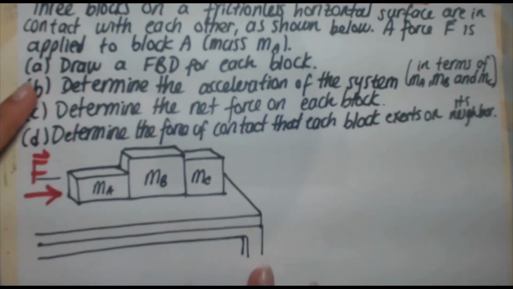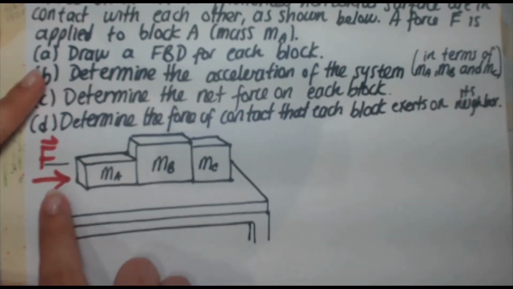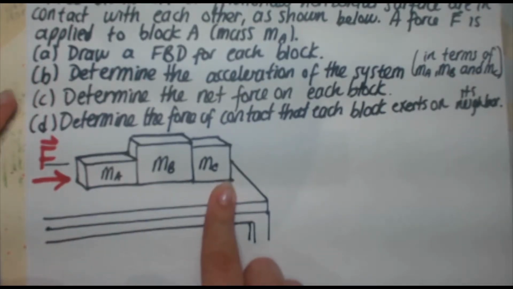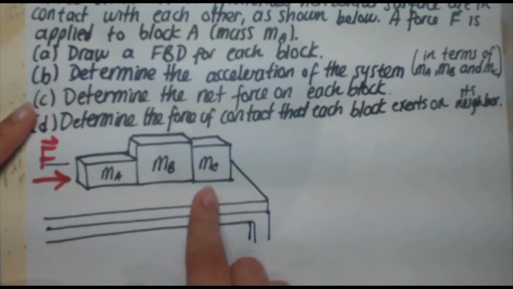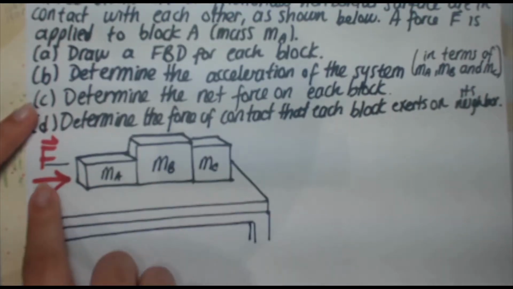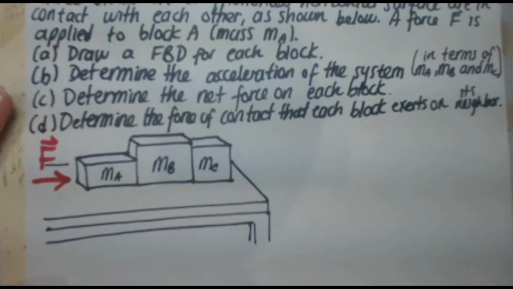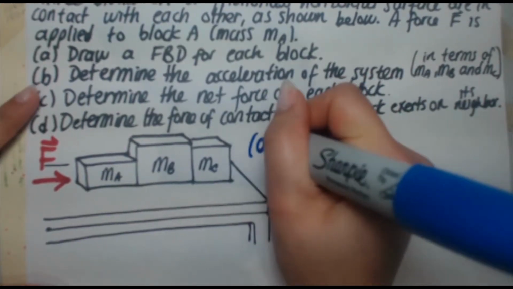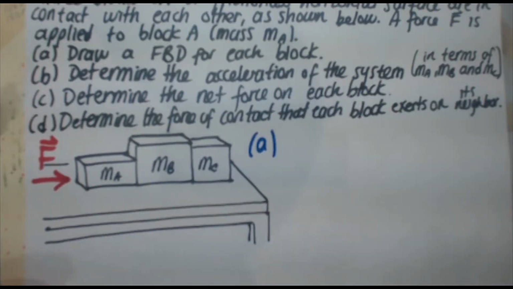We've actually been given a diagram. So you've got three blocks on a table. Each one is given the same mass. Okay, so it's probably heavier stuff in the smaller boxes. MA, MB, MC. Force F gets applied to box MA. So for part A, we are asked to draw a free body diagram for each block.